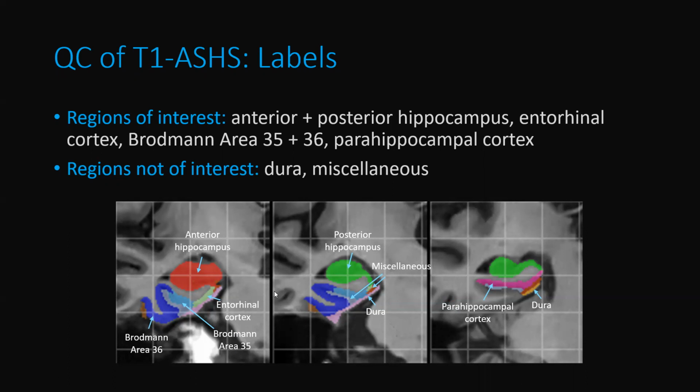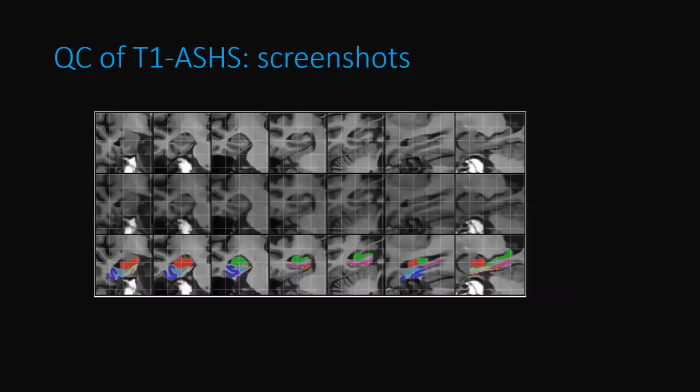But then there are also some other labels for the dura, in light pink and orange, and also a miscellaneous label for the sulcus or some other cerebrospinal fluid spaces, which is white or brown. Those we're not interested in. So if you see segmentation errors in those, that's not a problem. We would ignore that.